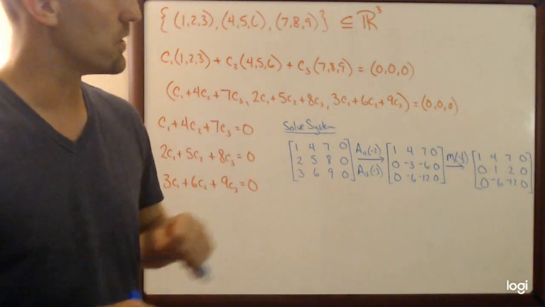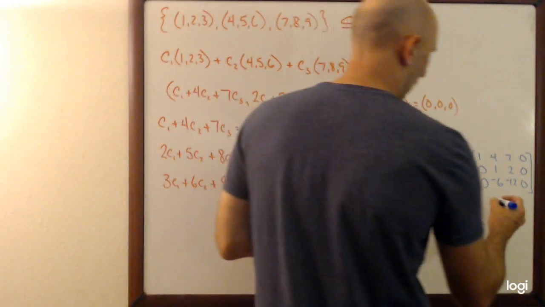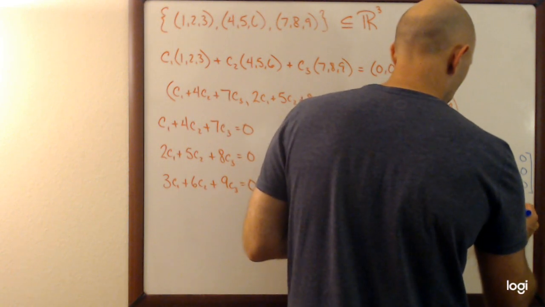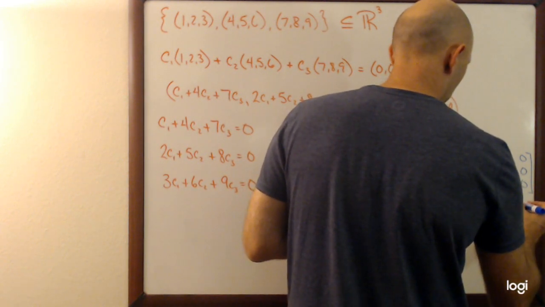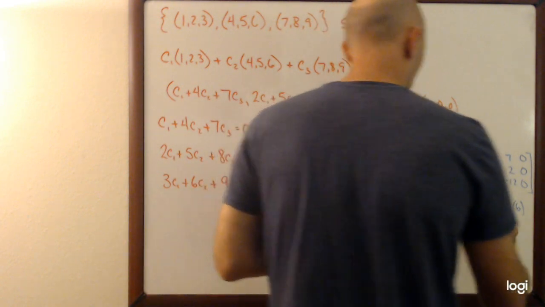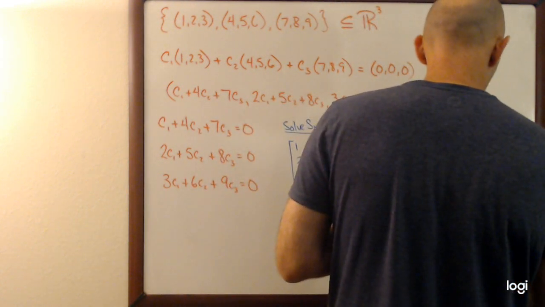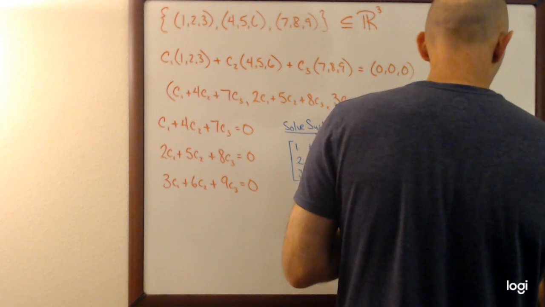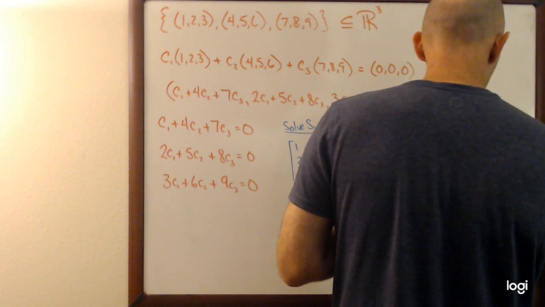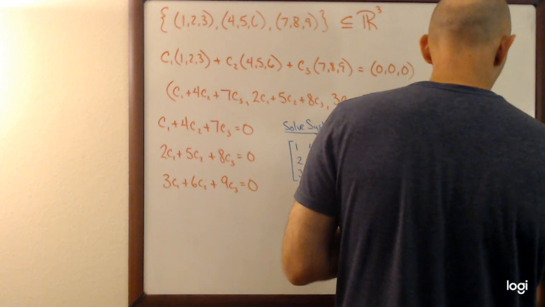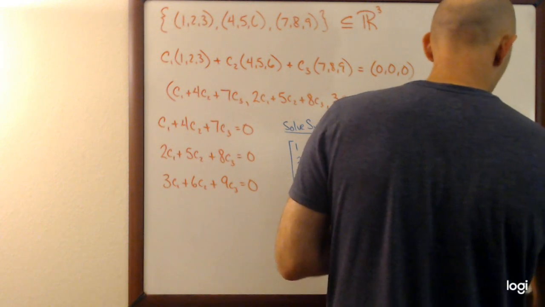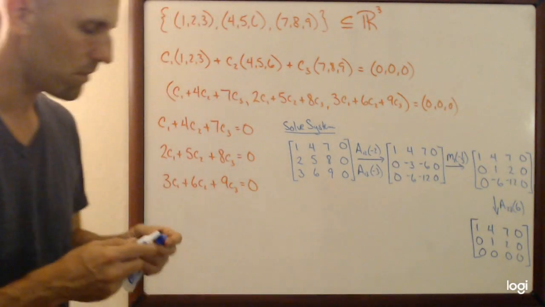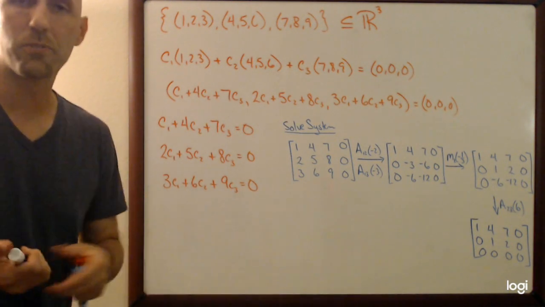Clearly I can finish this off by doing A23, 6, and that gives me 1, 4, 7, 0, 0, 1, 2, 0, 0, 0, 0, 0. Okay, now I can back substitute, right?